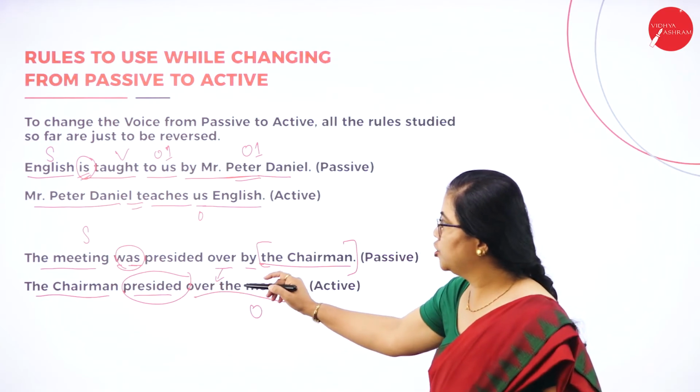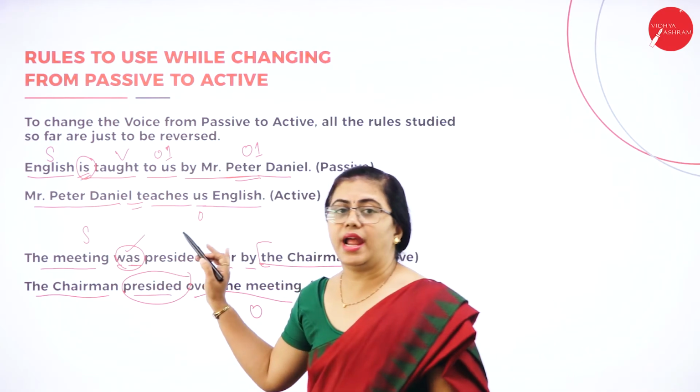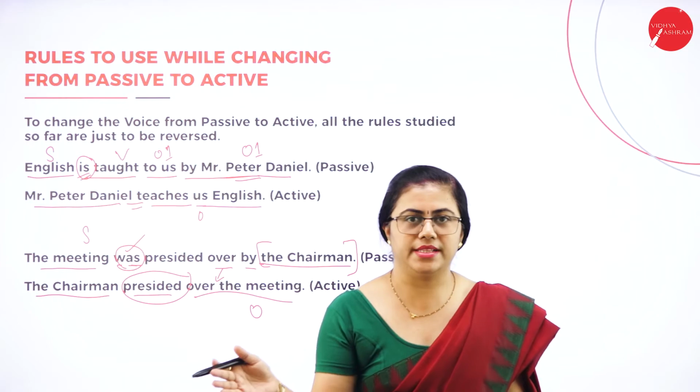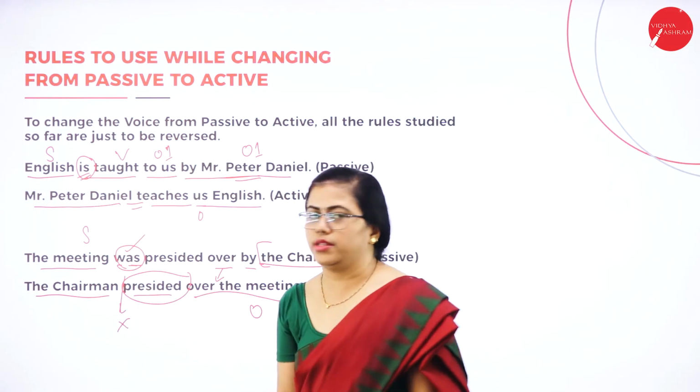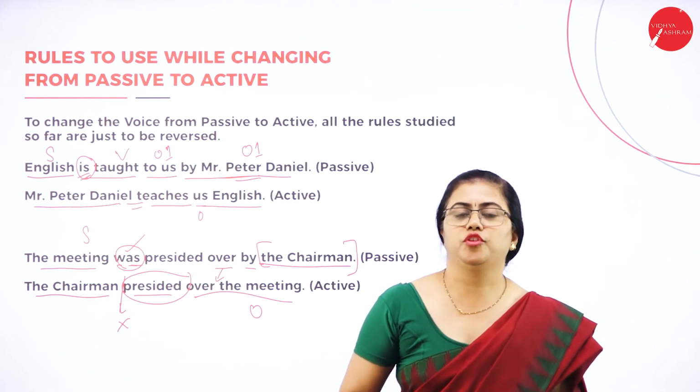Similarly, in the next sentence also, this is past tense and you are adding it when you are changing from active to passive, and here you are just removing that. "Was" is not there. Okay, so these things you have to keep in mind.